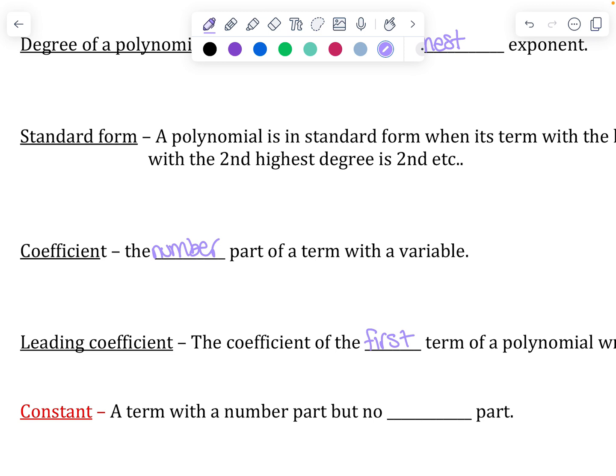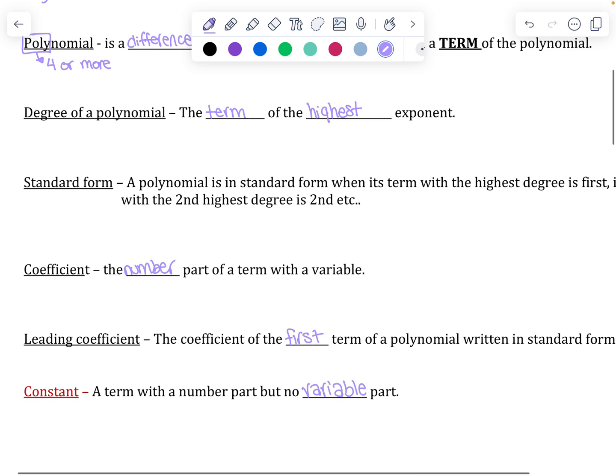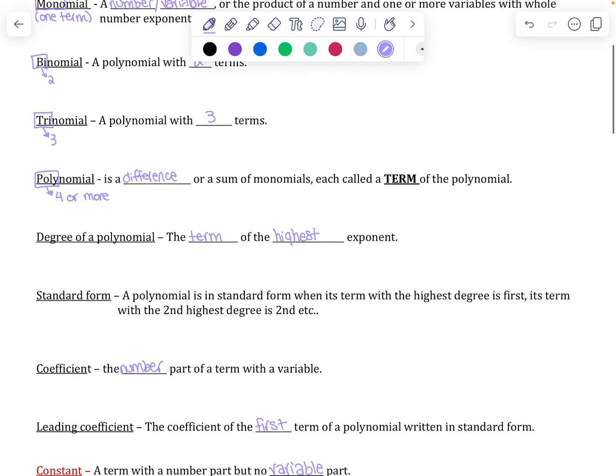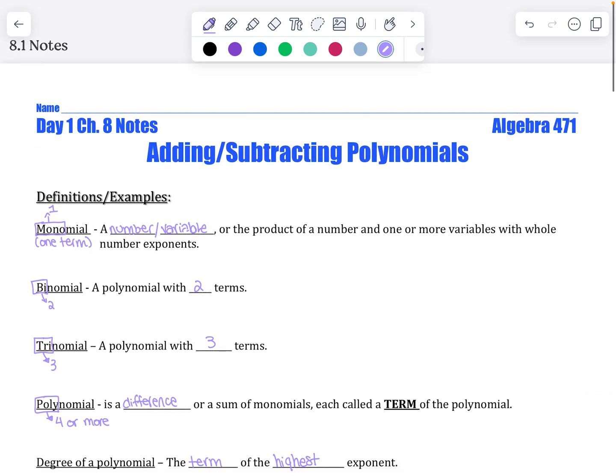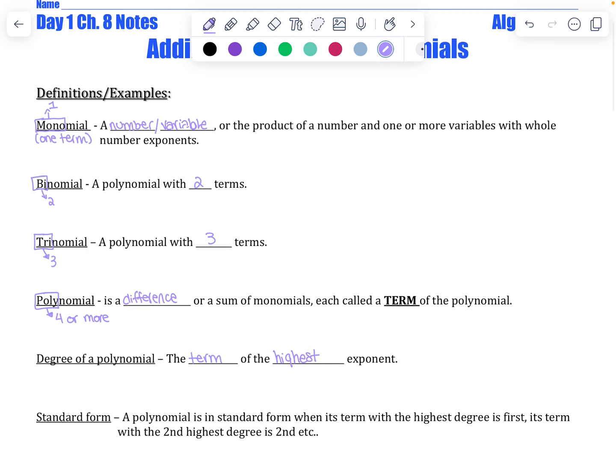And remember, a constant is the term that hangs out at the very end in standard form, and it has no variable attached to it. So no letter is attached to it. It's just a number. So these are the key information, definitions, and vocabulary words that we will need to know to start this chapter. I'm going to be starting to use these words a lot.